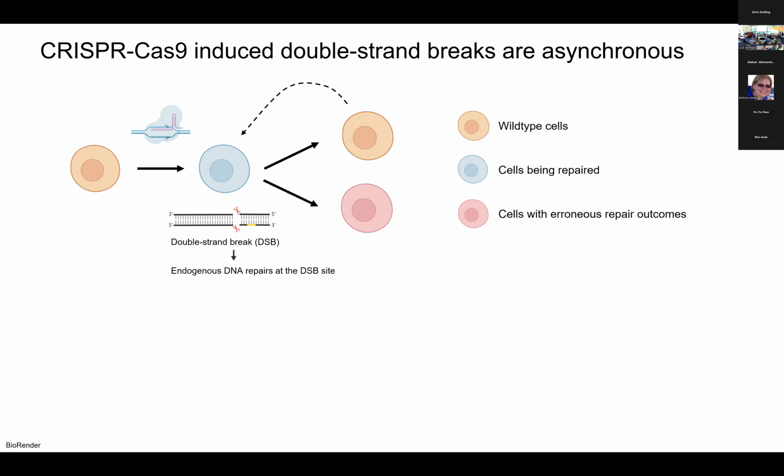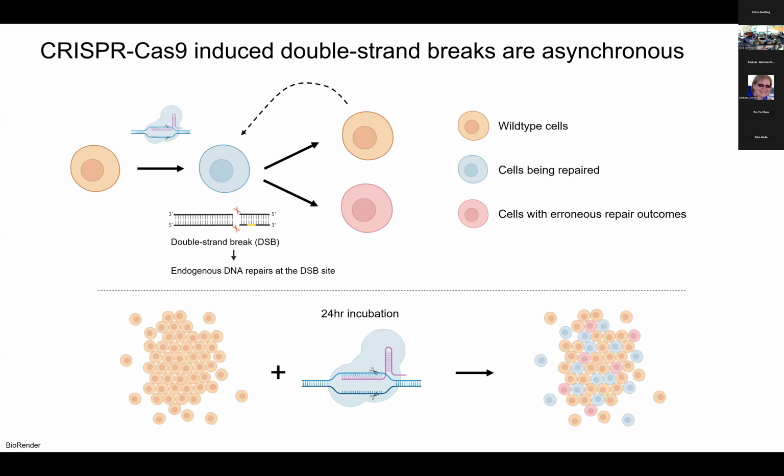In case of successful repair, the freely floating Cas9 complex will still find the same target and cut. So if the repair was successful, this cell will actually undergo many rounds of cutting and repair cycles. As you can imagine, if you want to use this technology to study DNA repair, there's a challenge. We have a population of cells, and we incubate those cells with the Cas9 complex for, for example, 24 hours. What happens is that we get a heterogeneous population.